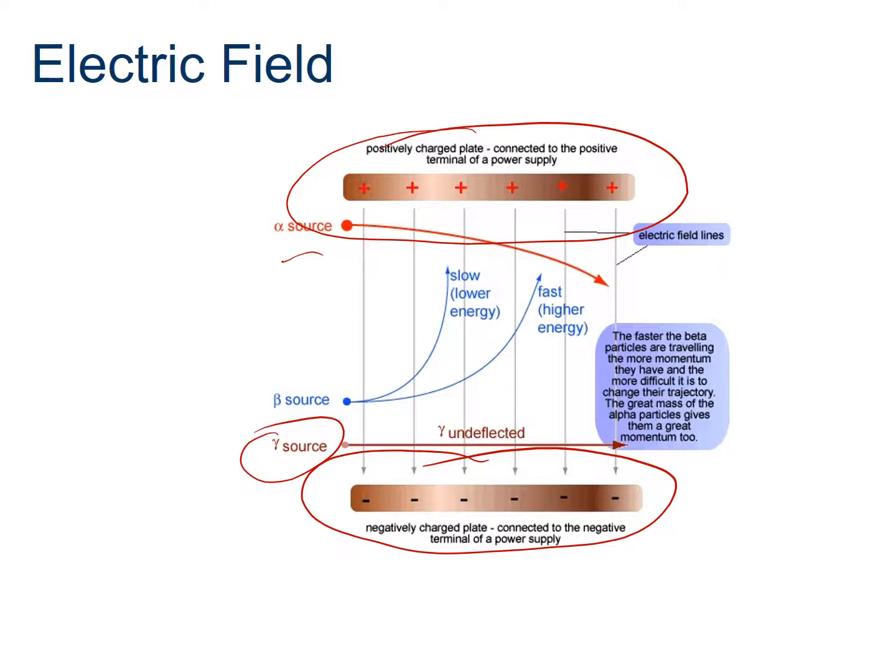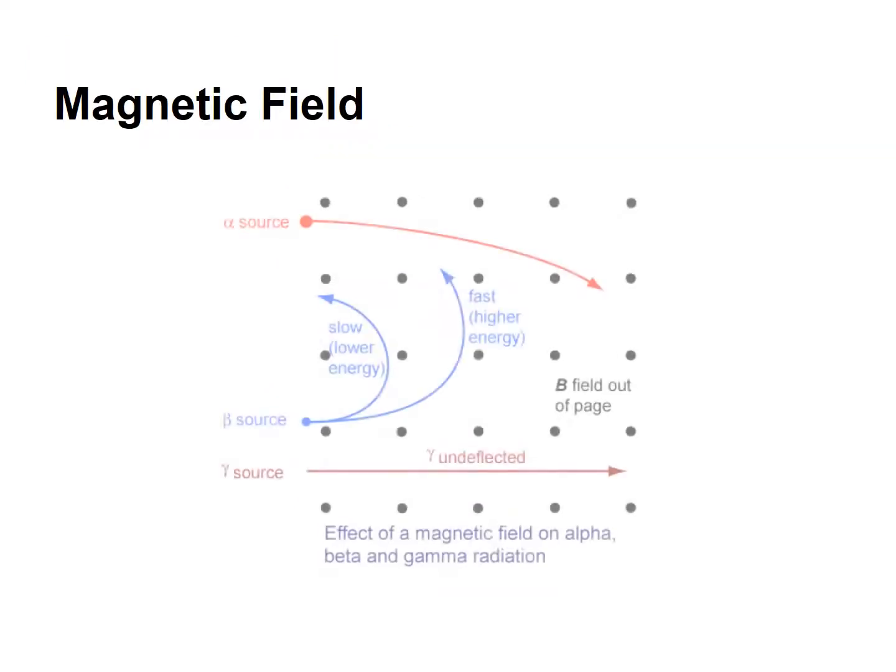Note also that the beta particles have a much tighter radius than the alpha, and this of course is because the beta particles are lower mass, so therefore will be more strongly affected by the electric field. And finally we see a similar situation in the case of magnetic fields.